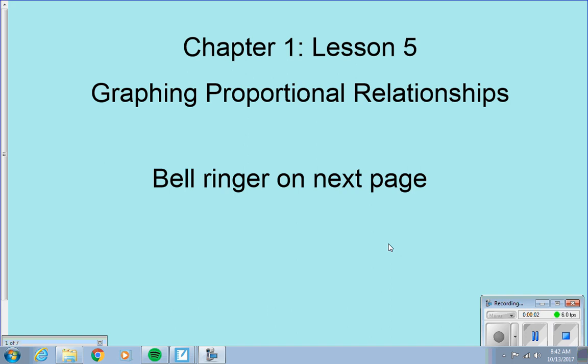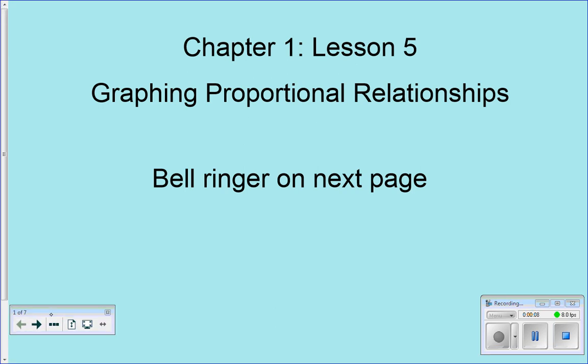Okay, chapter 1, lesson 5, graphing proportional relationships. You got it written down somewhere? If you don't have it written down, get it written down. Chapter 1, lesson 5, graphing proportional relationships. And then I have a bell ringer for you, and it's on the next page. So hang tight. It's coming.